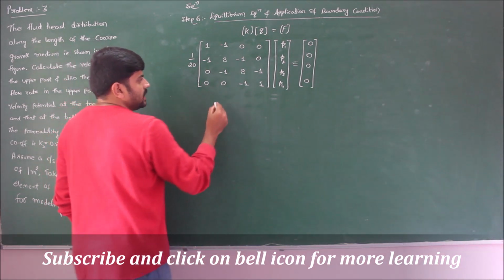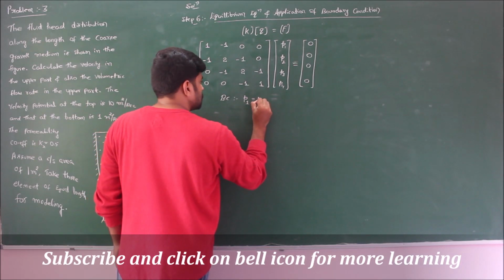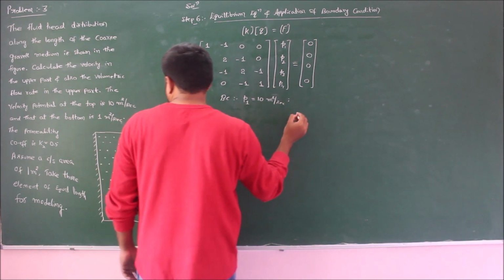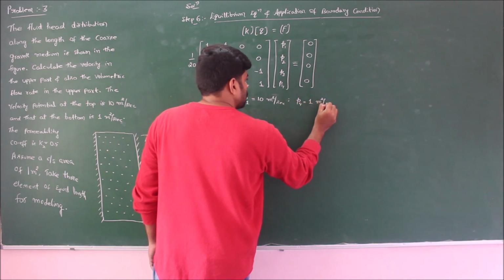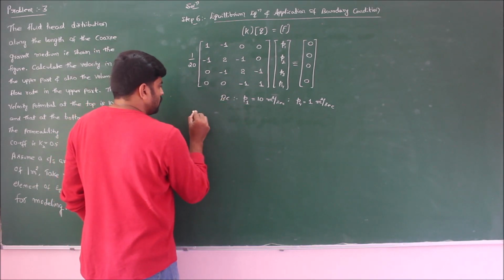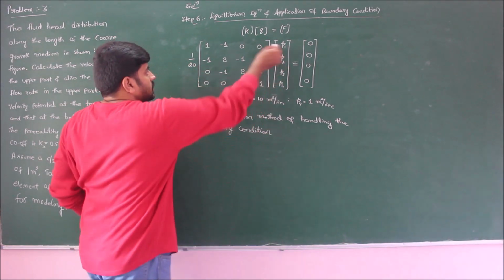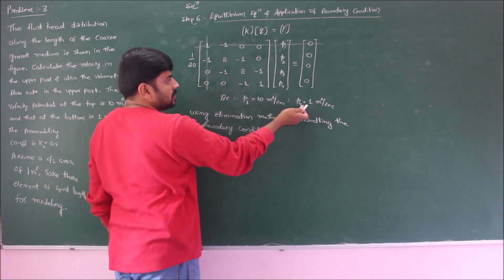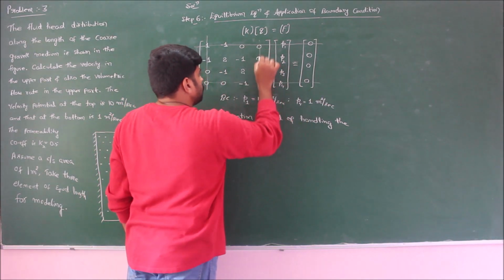Now, the boundary condition for this problem is that the velocity potential at node 1 is known to us, which is 10 meter square per second, and also at node 4 we have 1 meter square per second. So using the elimination method of handling the boundary condition, eliminate the row and column corresponding to P1, that is, eliminate the first row and first column. Also eliminate the row and column corresponding to P4, that is, eliminate the fourth row and fourth column.